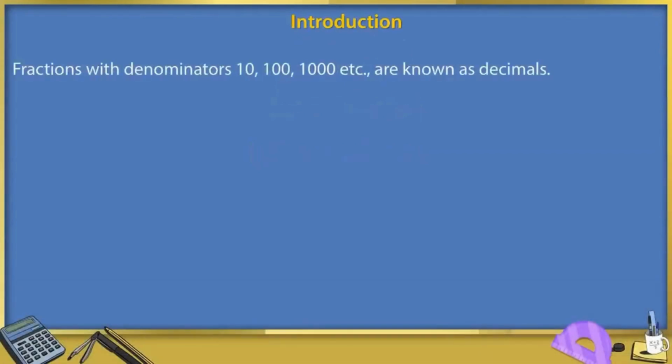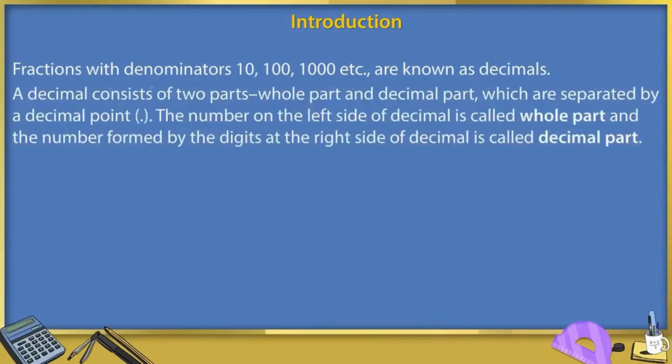Fractions with denominators 10, 100, 1000, etc. are known as decimals. A decimal consists of two parts, whole part and decimal part, which are separated by a decimal point. The number on the left side of decimal is called whole part, and the number formed by the digits at the right side of decimal is called decimal part.